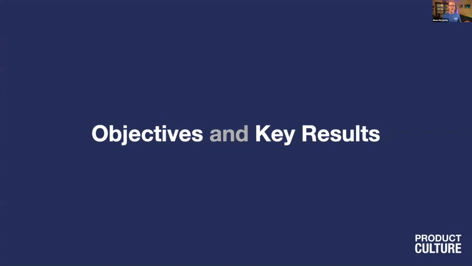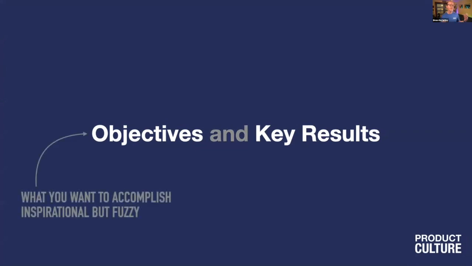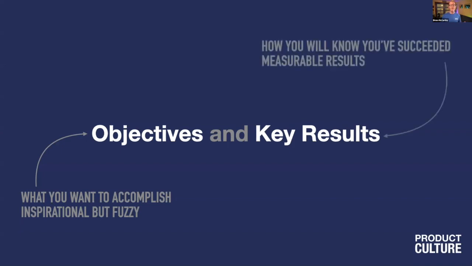Objectives and key results, or OKRs, have two components. They are a system for aligning your team on what they want to accomplish. The first is the objective, and the objective is what you want to accomplish. It's hopefully inspirational, but it might be a little bit fuzzy. It's something that you're all reaching for, and it's snappy, like a slogan. We're going to really nail it. But because that inspirational aspect can come with a little bit of fuzziness, they're paired with very measurable key results.